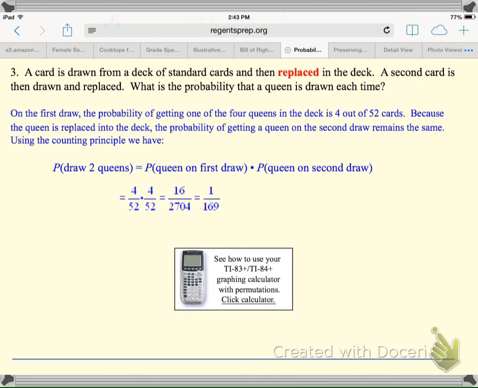Okay, so this time we're not keeping the cards out. So if you're talking about two cards being drawn, this time the total number of cards is 52, and there are 4 ways to draw a queen each time. So on the first draw, you have 4 out of 52 chances of drawing a queen, and on the second draw, 4 out of 52. I'm using the counting principle now and multiplying those two things for 16 out of 2,704, which reduces to 1 over 169.